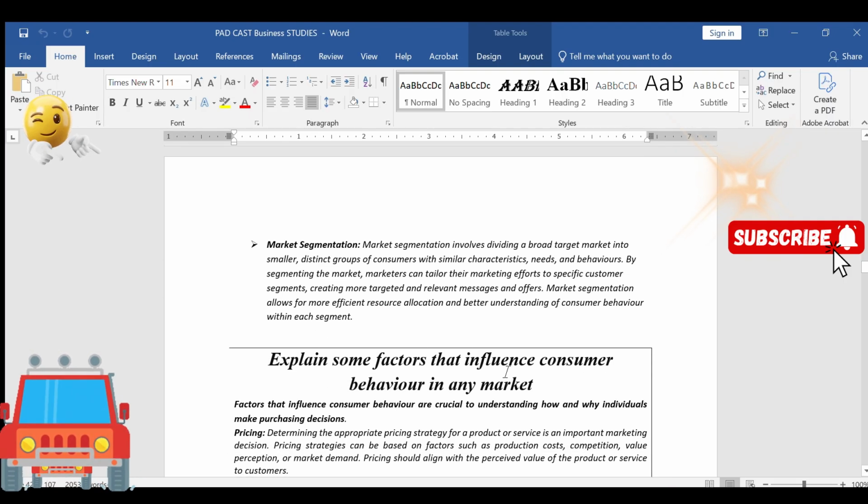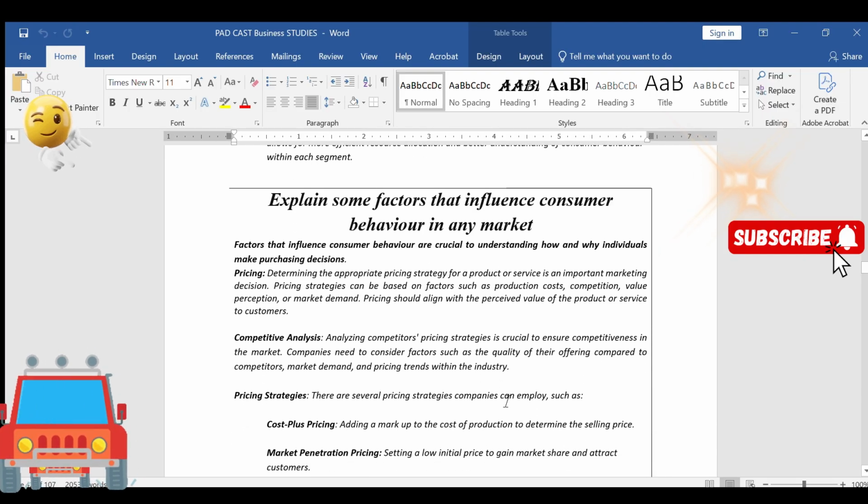Market segmentation involves dividing a brand's target market into smaller distinct groups of consumers with similar characteristics, needs, and behavior. By segmenting the market, marketers can tailor their marketing efforts to specific customer segments, creating more targeted and relevant messages and offers. Market segmentation allows for more efficient resource allocation and better understanding of customer behavior within each segment.